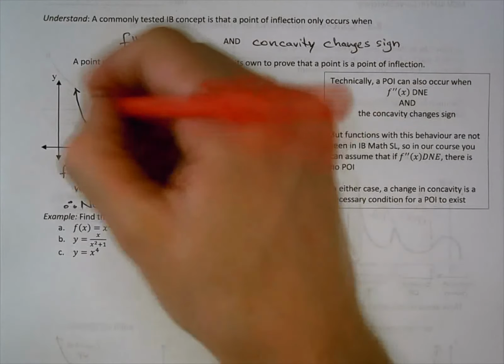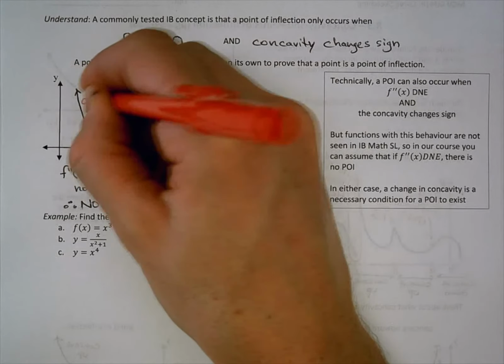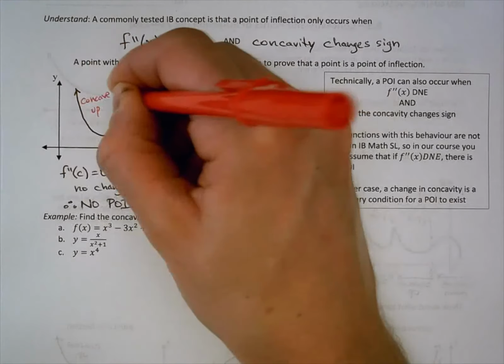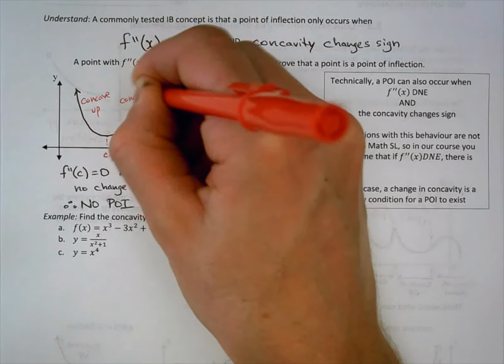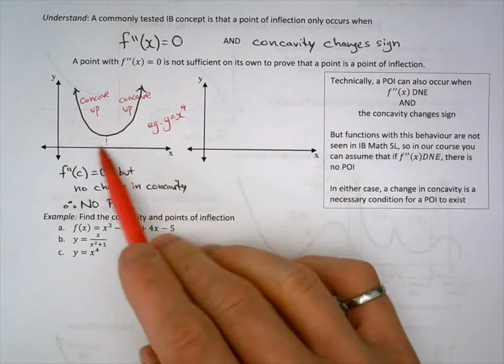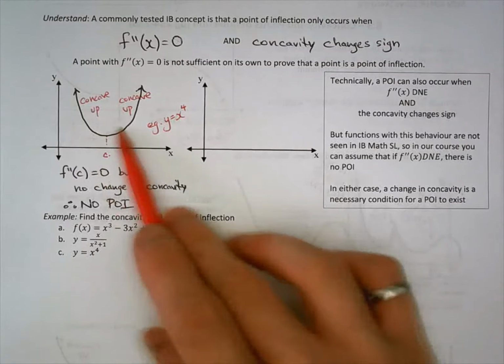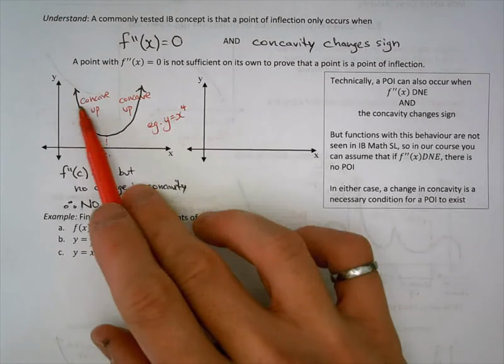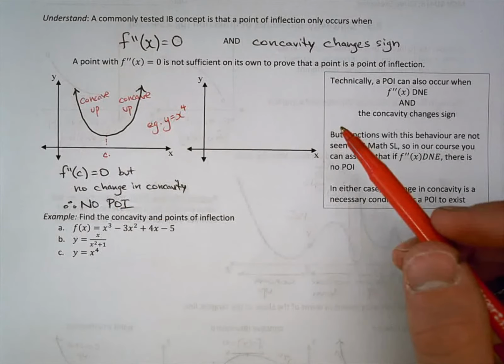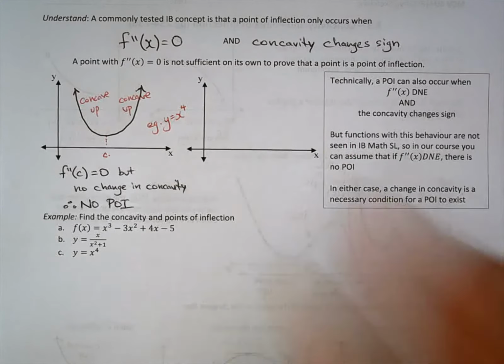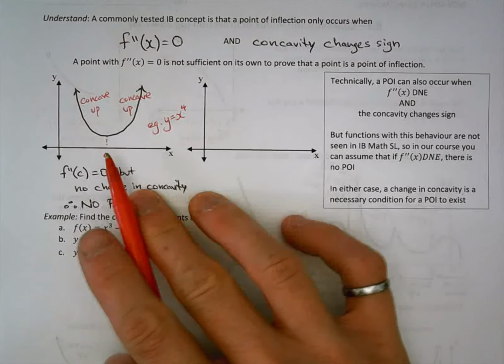This is concave up, and this is concave up. So if you found that the second derivative is 0 here, which you would, that's not enough to say it's a point of inflection. You have to look at the change in concavity as well. So we're going to look at that in one of our examples.